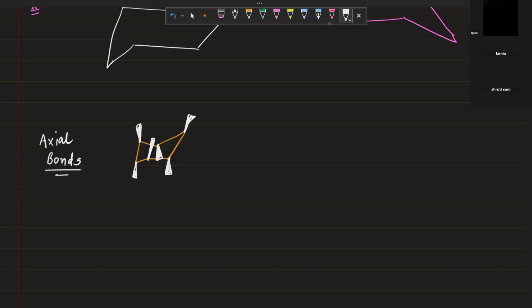Then we need to identify what sort of bonds are axial bonds. So we will firstly make a chair conformation, a chair form. Then on the chair form, there are three bonds which are above the plane or on the upper side, and three bonds which are below the plane or on the bottom side. Those bonds are axial bonds. Then the three bonds which are on the bottom side.